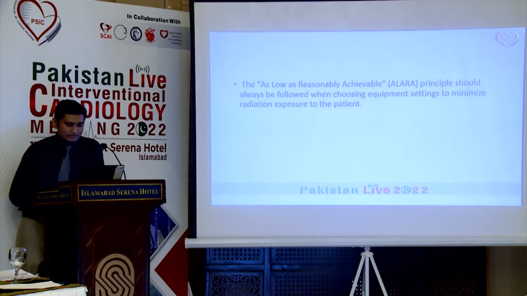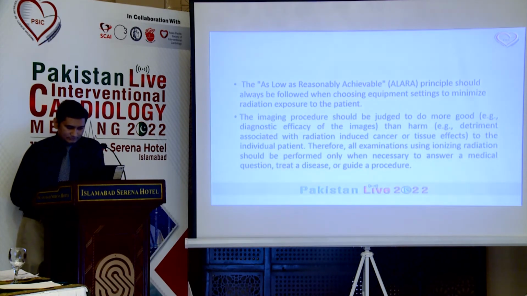ALARA principle is as low as reasonably achievable. The imaging procedure should be judged to do more good, for example diagnostic efficacy of the images, than harm, that is detriment associated with the radiation. Therefore, all examinations using ionizing radiation should be performed only when necessary to answer a medical question, treat a disease, or guide a procedure.